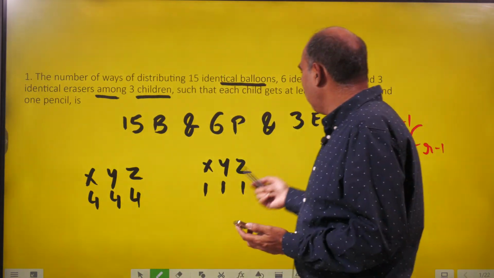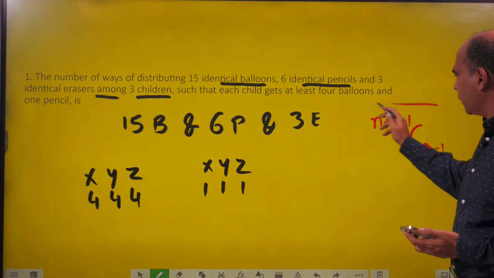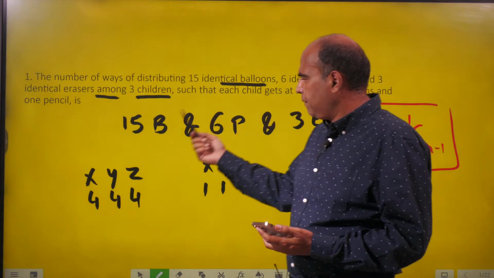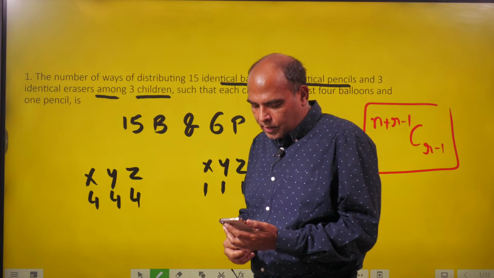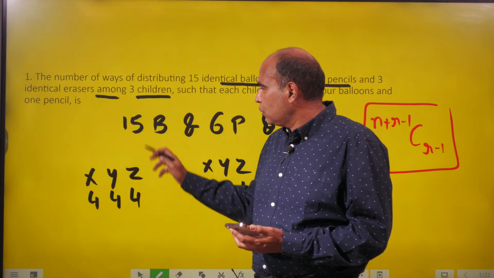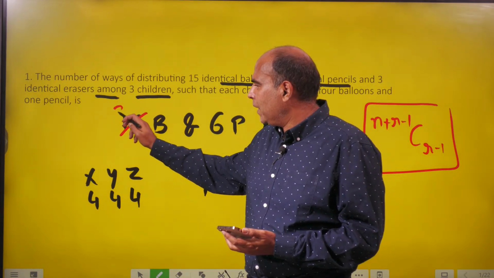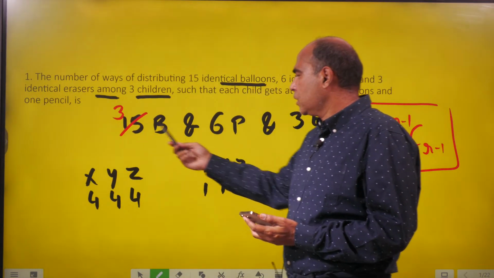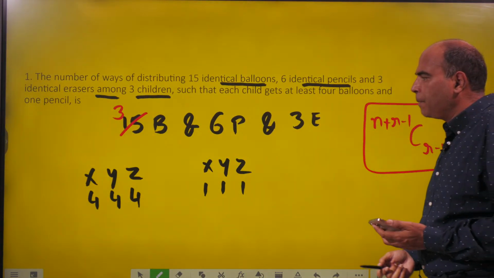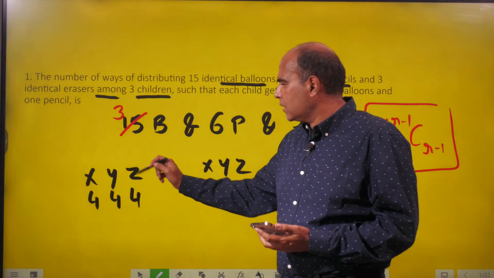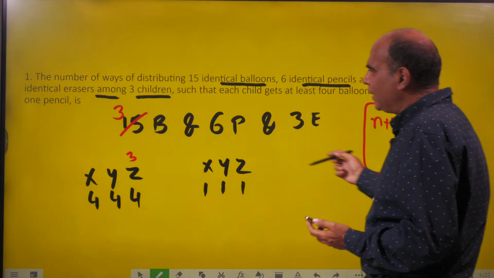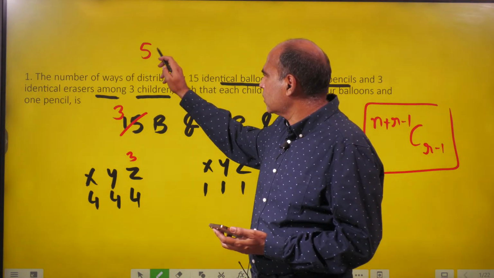Okay. So you have to use this formula. This is the formula for distribution of n identical things amongst r people. But here, when you have 15 balloons and you're giving a minimum of 4 each, effectively the value of n comes down to 3, and you use this in the formula. n is the number of identical objects, r is the number of people. So n is 3, r is 3. And n plus r minus 1 C r minus 1 will give you 5C2 ways of distributing the balloons.